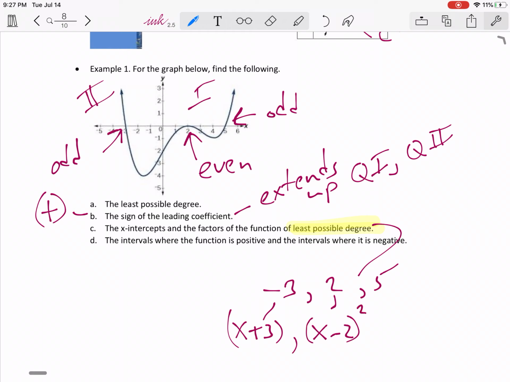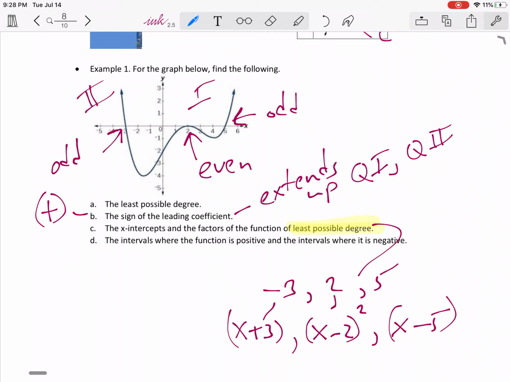Why I'm putting the square there is because I know the multiplicity has to be even, and the least possible one it could have would be squared, right? The next one would be a power of 4. And again, for x plus 3, I put a 1 there because that's the least possible one. The next one would be a cube. And then we've got 5, which will be x minus 5. And again, this is the power of 1.